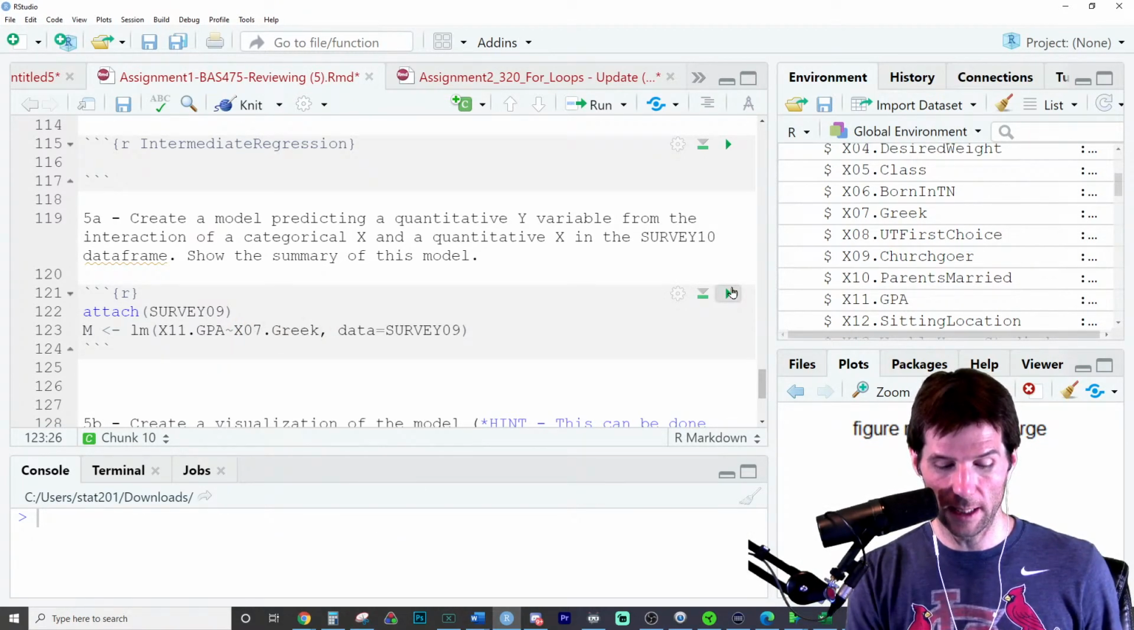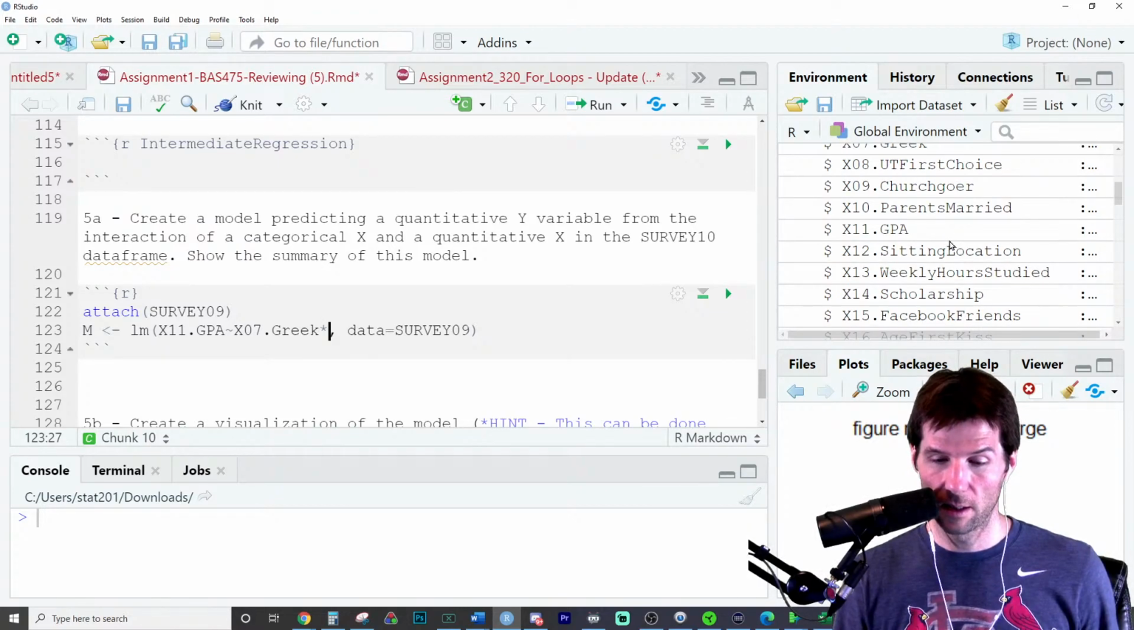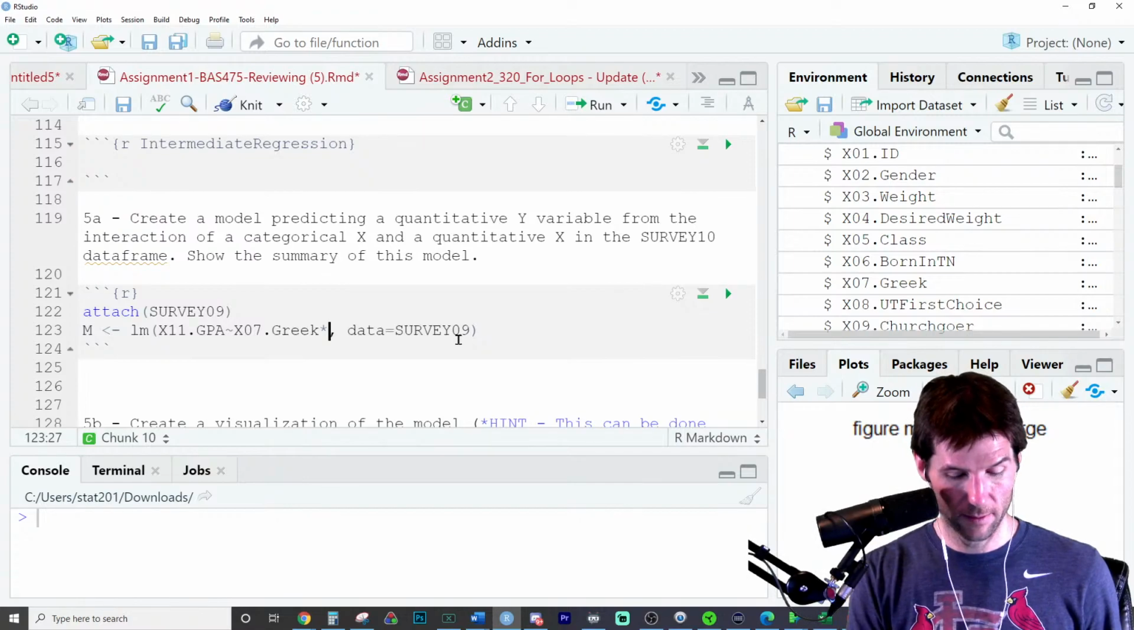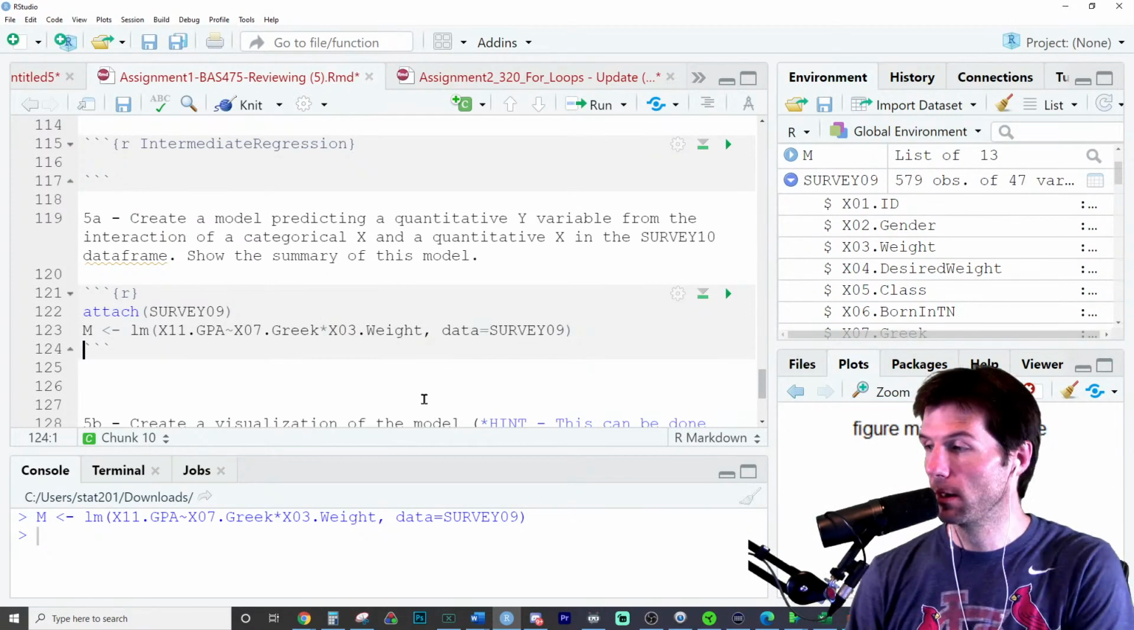So here's a categorical x multiplied by another quantitative x. And we want to go here to something else. Quantitative, like somebody's weight. There we go. That looks like it's got it. Let me see right here.